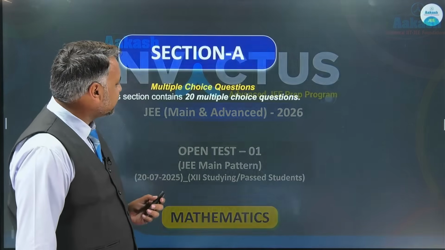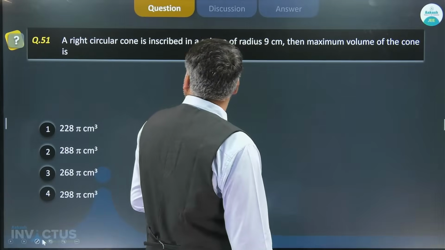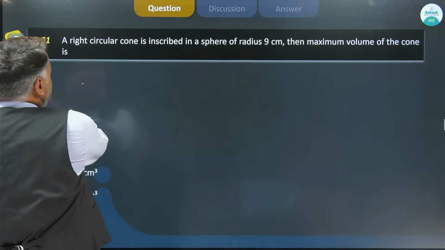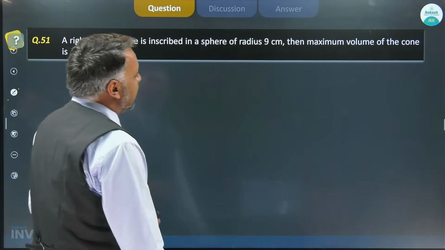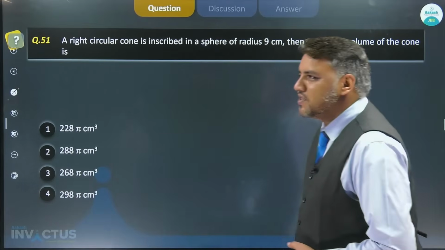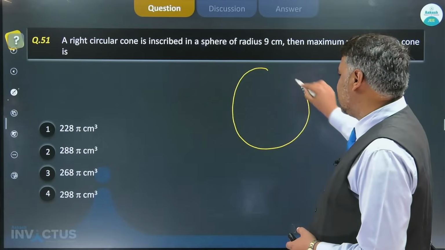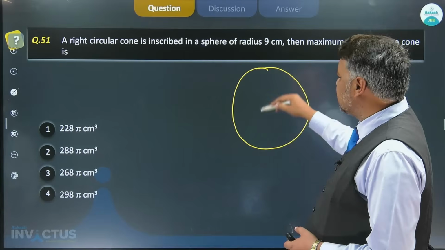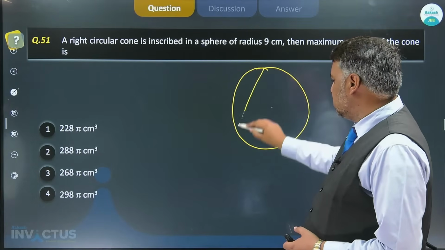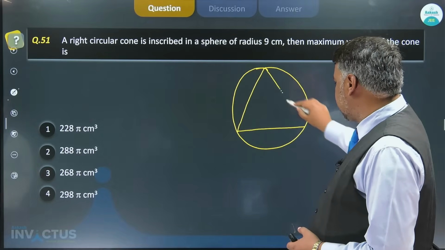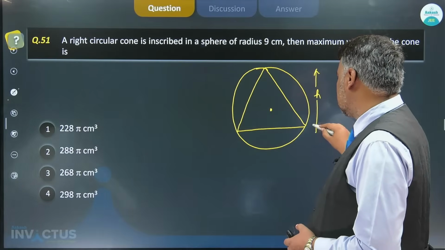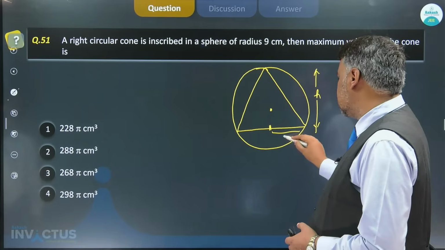Okay, let's start. In question 1, a right circular cone is inscribed in a sphere of radius 9 centimeter, and we have to find the maximum volume of the cone. The question is very simple. Let's take a sphere of radius 9 centimeter, and say the sphere radius is R in general. A right circular cone is inscribed in this sphere. Say the height of this cone is h and the base radius is r.